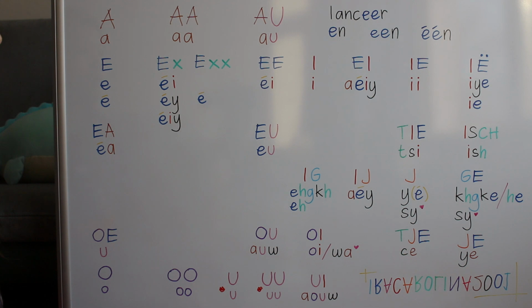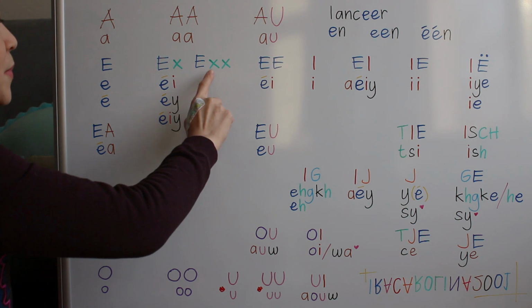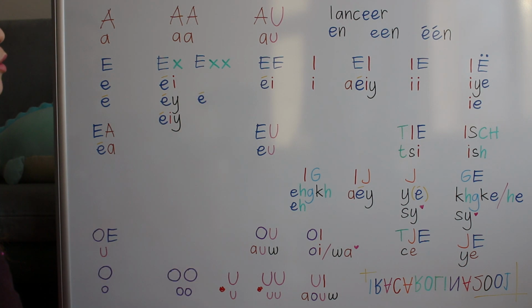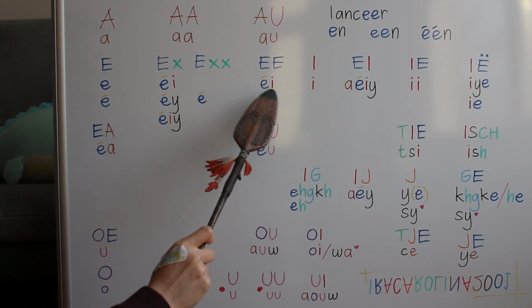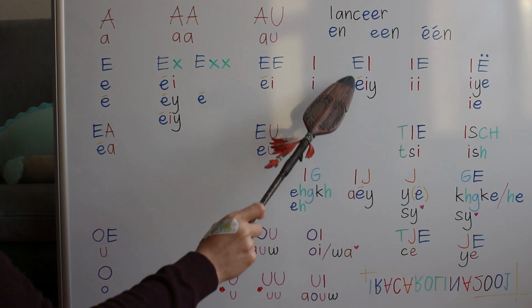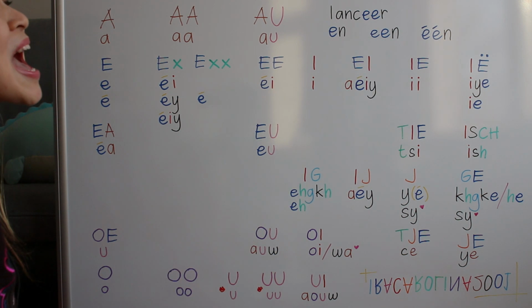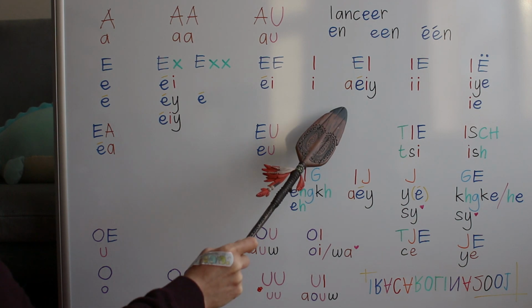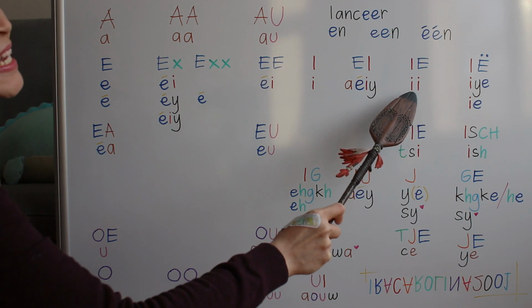This one, if it's followed by twin consonants, the same consonant written two times, so one pair of twin consonants, we read it as A. This one is A, E, I, Y.